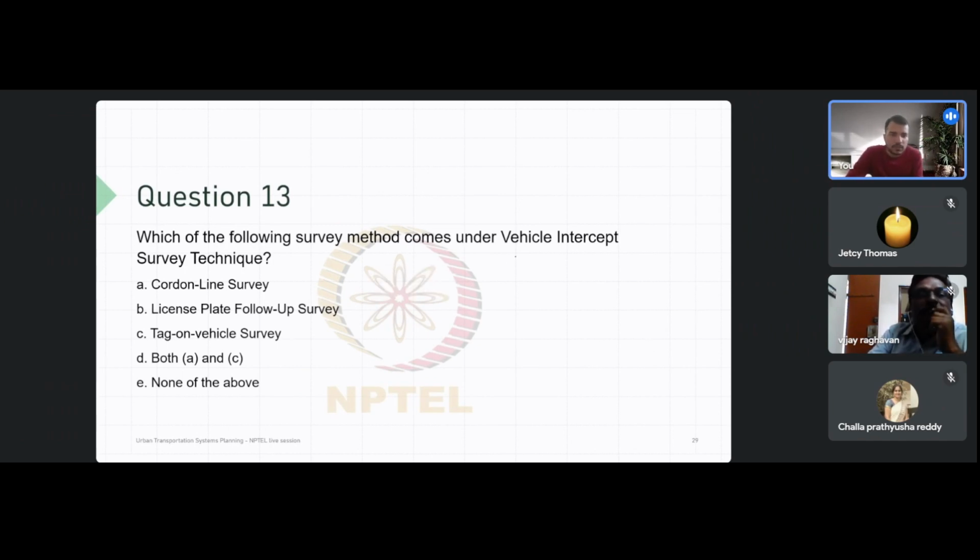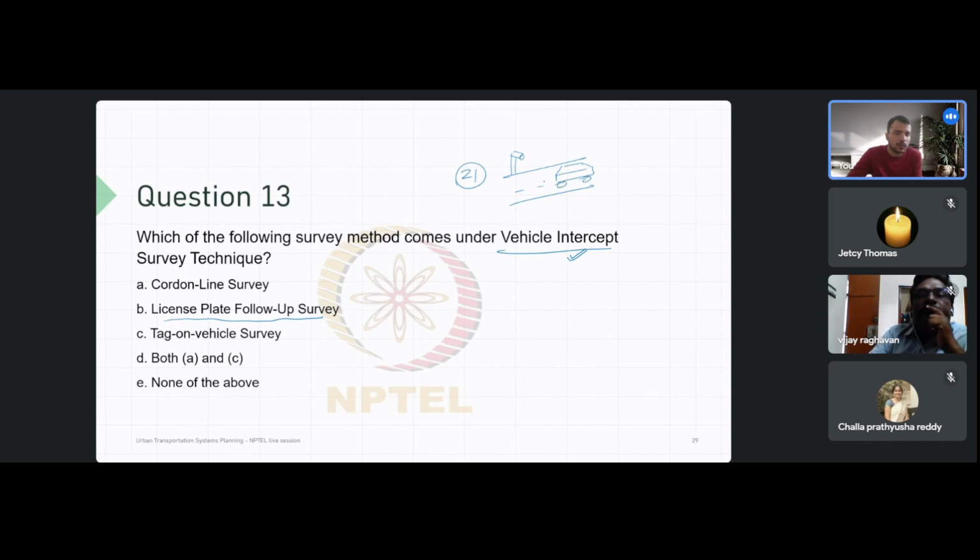So vehicle intercept is about, instead of trying to ask the person where he went and where he's coming from, we try to intercept the vehicle itself. So first one is the license plate follow-up survey. Let's say we have a zone 1 and a road. We will have a CCTV camera pointed on the road.